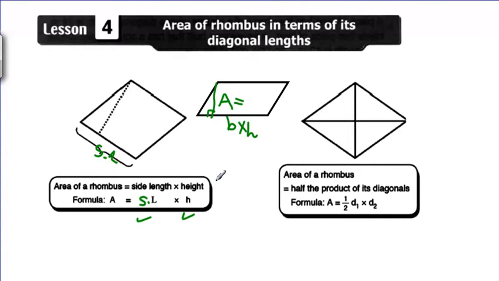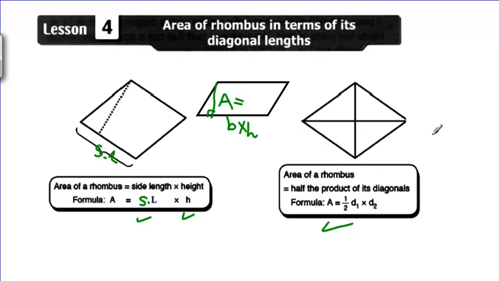So I have two rules for the area of a rhombus. The first one is by using the side length and the height: area of rhombus equals side length times height. But if you have the diagonals, you will use this rule: area equals half times d1 times d2. Why d1 times d2? Because d1 is not equal to d2, okay?